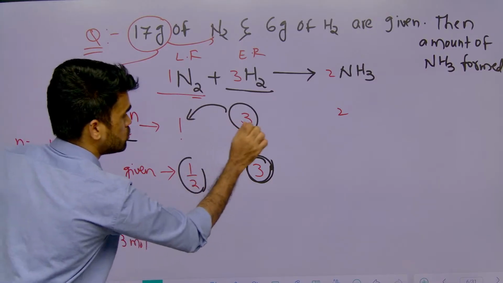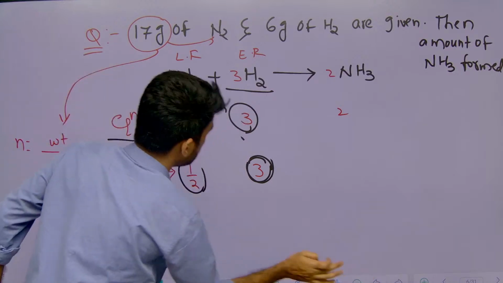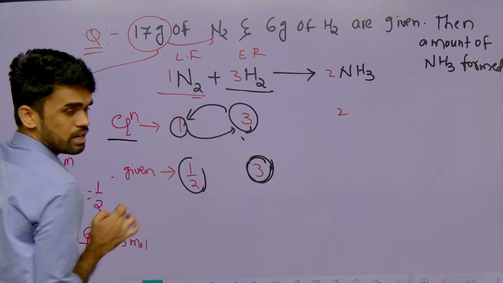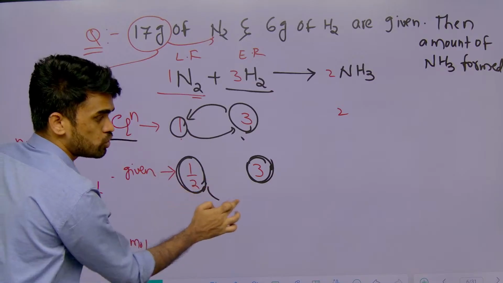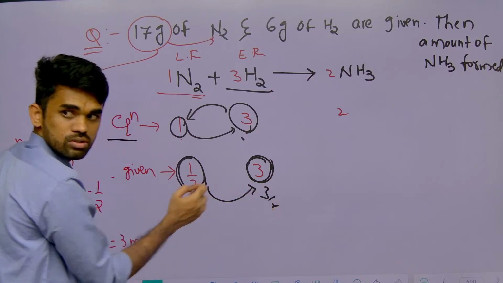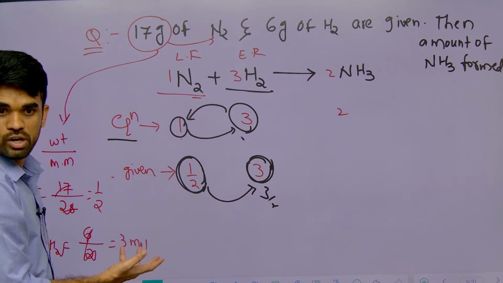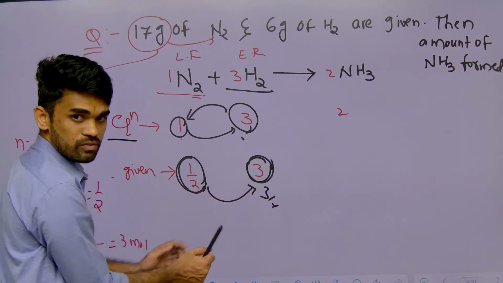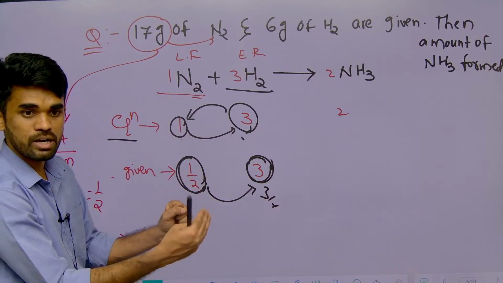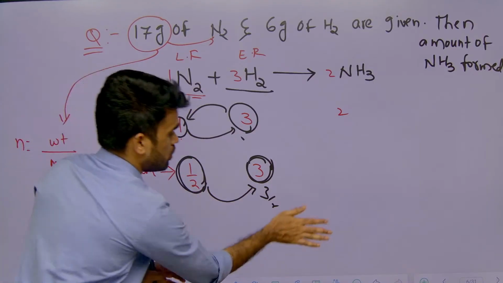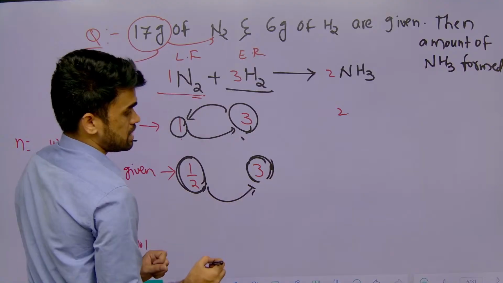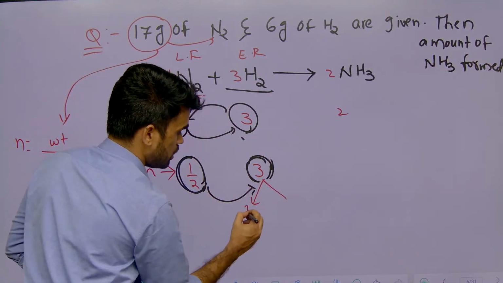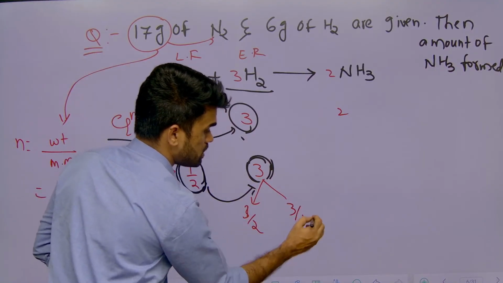ఓకే, సో చూడండి, for every 1 mole how much is it required? 3. Then for every half mole it should be 3/2. 3/2 కదా, 1.5 అనొచ్చు. అంటే we use 1.5, remaining 1.5 will be excess. Okay, so that's why this is excess reagent. So out of this 3/2 will be used, 3/2 remains excess.